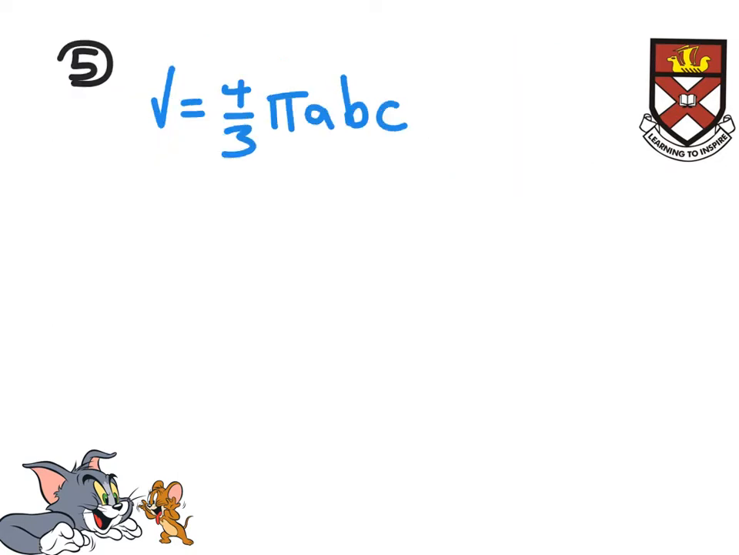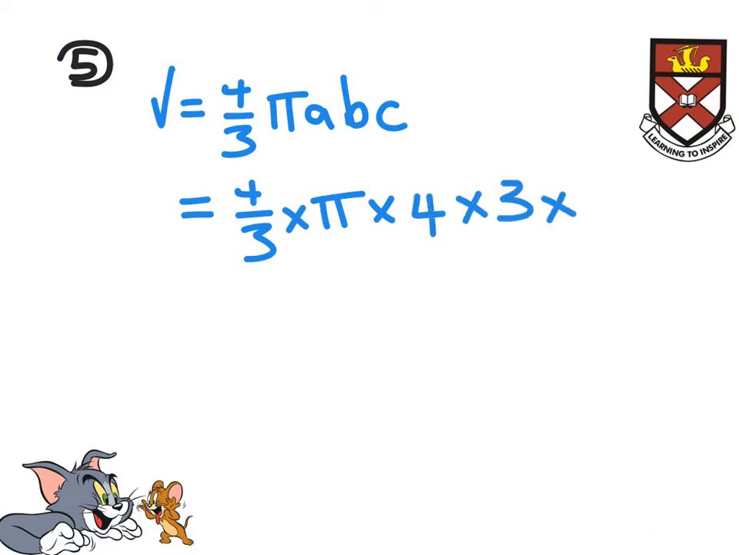Number 5, probably the easiest one of the whole lot now, going from a hard one to an easy one. V equals 4/3 pi times A times B times C. Right, 4 over 3 we can't do anything with. Pi we can get from our calculator. A we know is 4. B we know is 3. C we know is 2. So we just do that on our calculator.